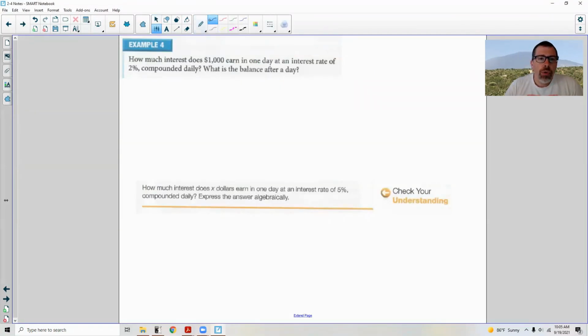Okay, example 4. How much interest does $1,000 earn in one day at an interest rate of 2% compounded daily? And what is the balance after that one day? Okay, so that's another simple interest problem. I equals PRT. Off to the side over here, I'm going to write I equals, P equals, R equals, T equals. And we're trying to find interest. The principal is $1,000. The rate is 0.02.